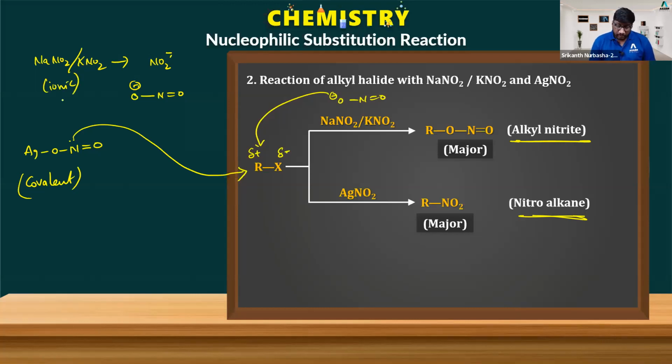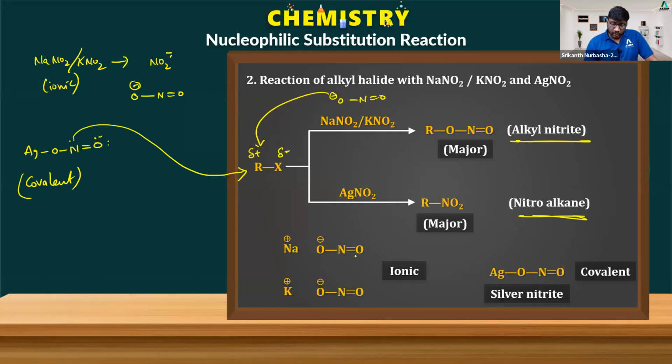Yes, sir. With KNO2 or NaNO2, since it is ionic in nature, we have NO2 minus ion, where the negative charge is directly present on oxygen, which will act as a nucleophile and attack. With AgNO2, the silver-oxygen bond is not cleaved, so we are not getting NO2 minus ion. So attack is not possible from the oxygen side, and the lone pair of electrons from nitrogen can attack. Some students asked me earlier, why can't the lone pair of electrons from oxygen attack? Because nitrogen, being less electronegative, can donate its lone pair easily. So KNO2 and NaNO2 are ionic, whereas AgNO2 is covalent in nature. Because of that, these reactions happen.